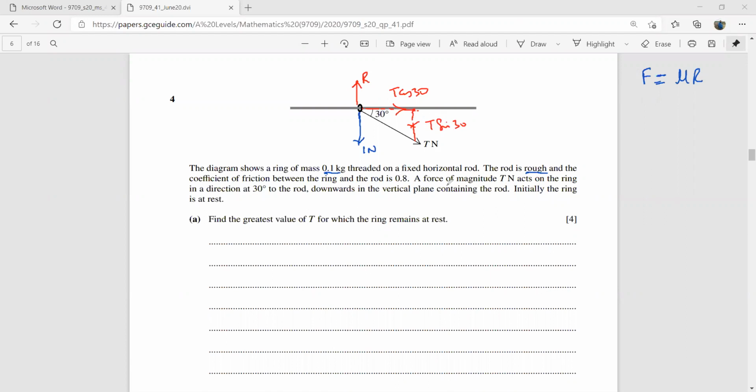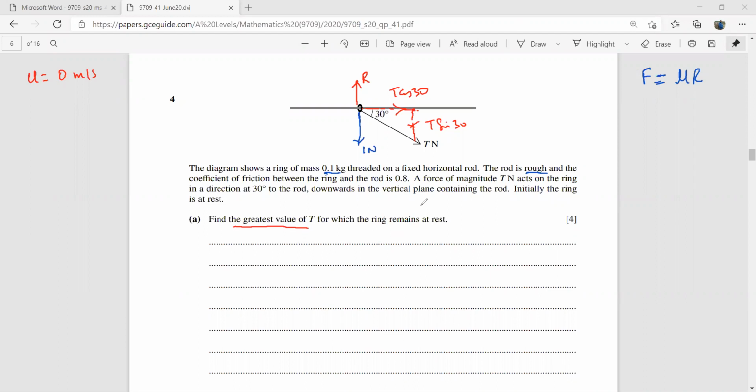Okay, it says a force of magnitude T Newton acts on the ring in the direction shown, downwards in the vertical plane containing the rod. Initially, the ring is at rest. Okay, so this means it is going to accelerate. So the initial speed is going to be 0 meter per second. Find the greatest value of T for which the ring remains at rest. Okay, the greatest value of T. So we are going to consider the limiting equilibrium over here. So we're going to assume that this does not move, but it is about to move maybe.